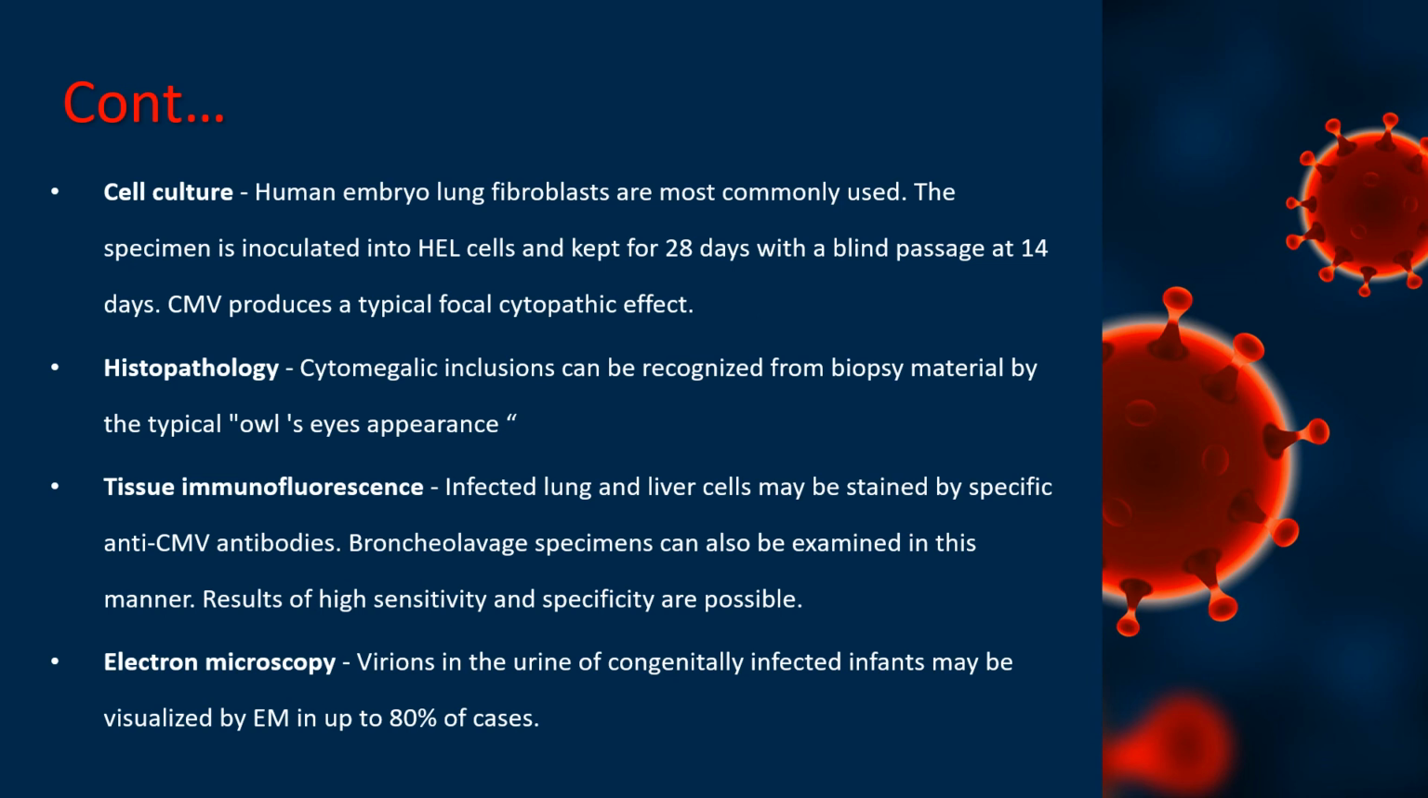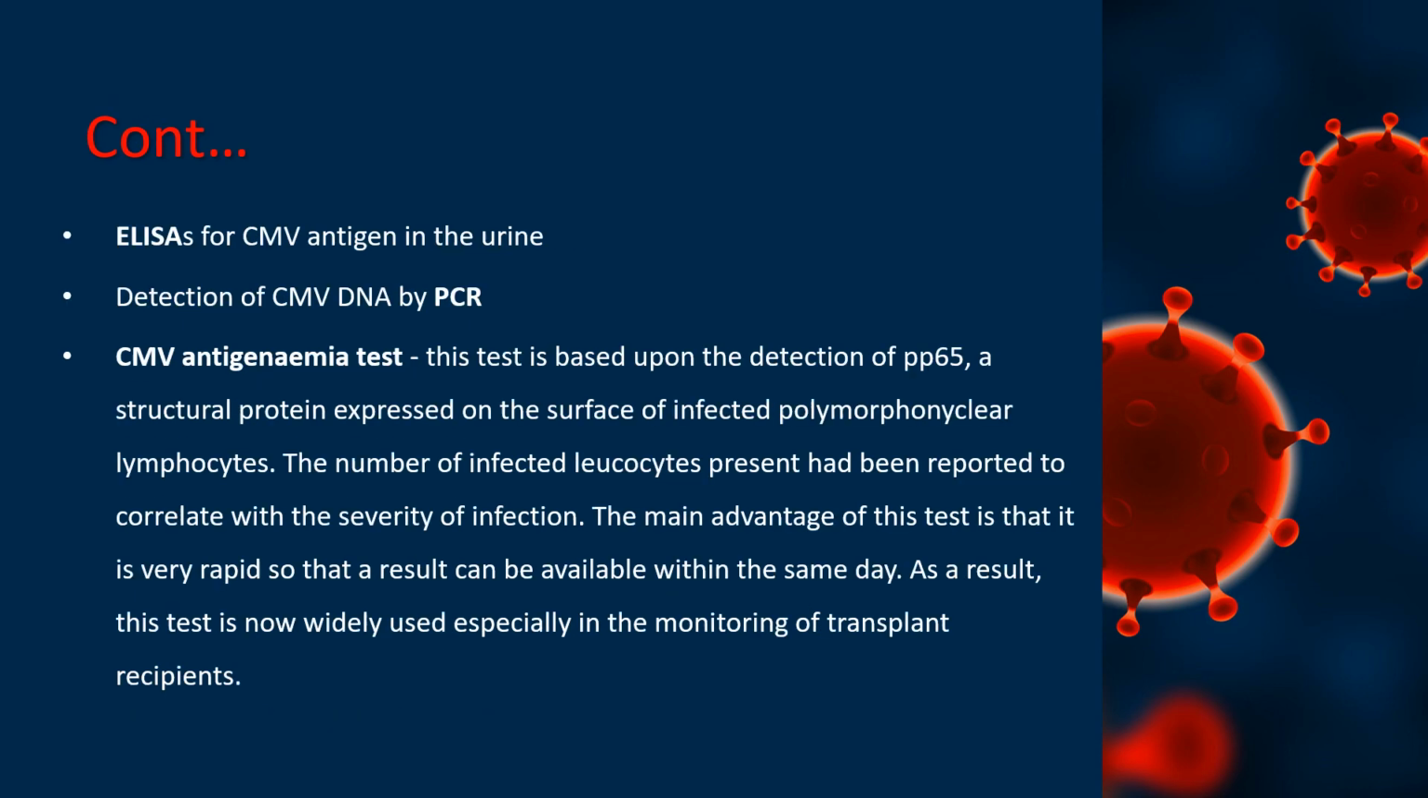Then electron microscopic study. Virions in the urine of congenitally infected infants may be visualized by electron microscopy in up to 80% of cases. Another test is the ELISA for CMV antigen in the urine. To check the CMV antigen in the urine, the ELISA test is done, and the detection of CMV double stranded DNA by PCR can also be an effective method to diagnose the presence of CMV.